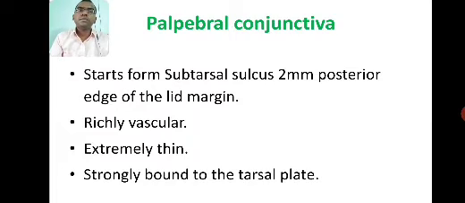First we see the palpebral conjunctiva. The palpebral conjunctiva starts from the subtarsal sulcus, 2 mm posterior to the edge of the lid margin. It is highly vascular, extremely thin, and strongly bound to the tarsal plate. The palpebral conjunctiva is very strongly adherent to the main eyelid tissue.